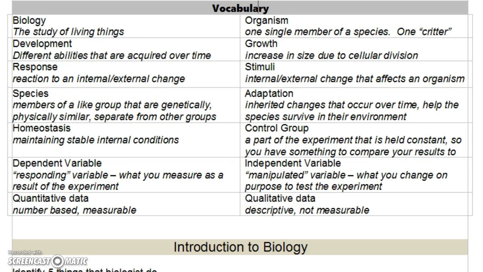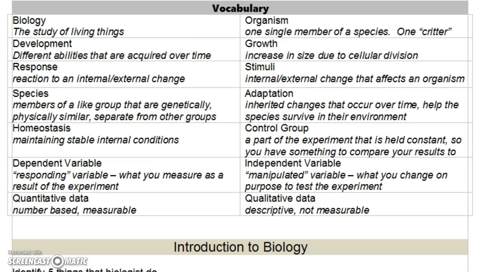Response is when you react to a change. So if you snap your fingers, people hear it and they turn toward the sound. That is a response. A response to an internal change would be if you eat something disgusting and your body responds or reacts by vomiting that up. Stimuli are any kind of change that affects an organism. That's what we're going to respond to. So snapping your fingers, stimuli. Eating something that doesn't agree with your stomach, that's an internal change.